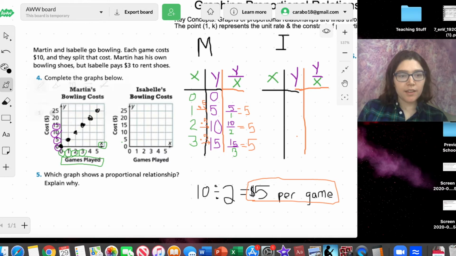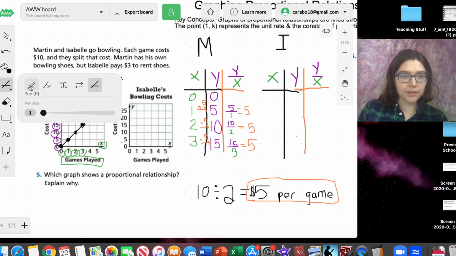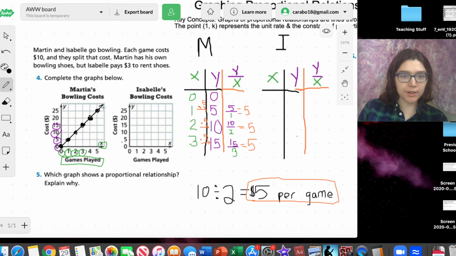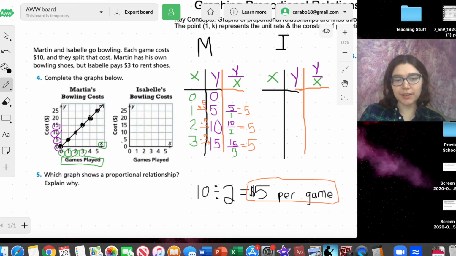So we're going to connect the points. Okay, so I'm going to draw this line. There we go. And that's going to go on forever. Let's just start with question 5, then we'll go back to Isabel. Which graph shows a proportional relationship?